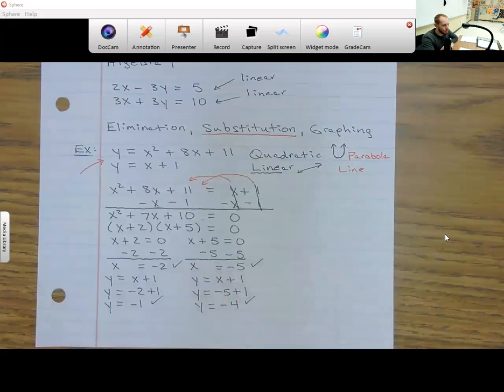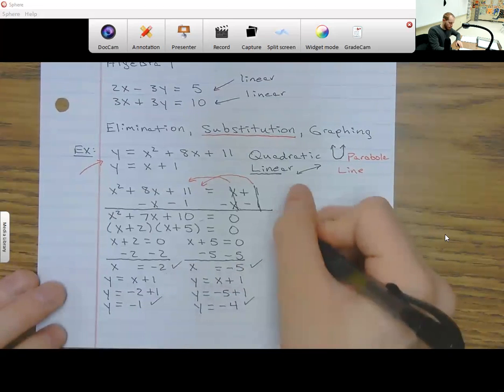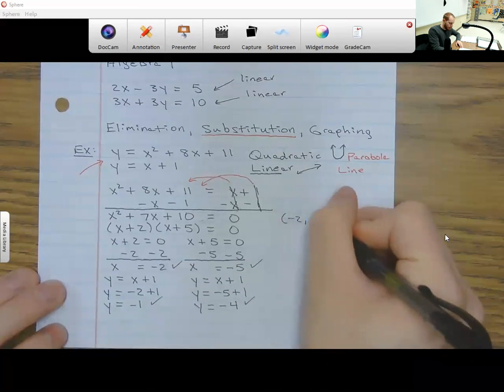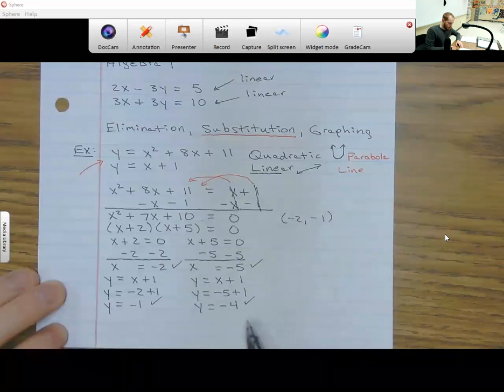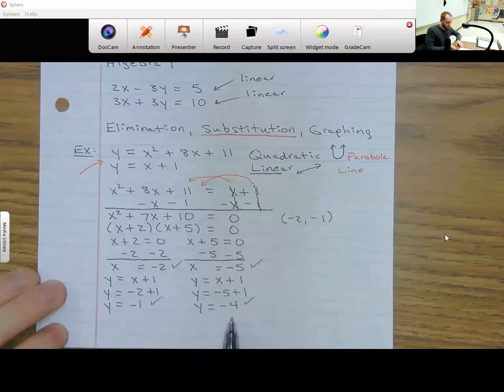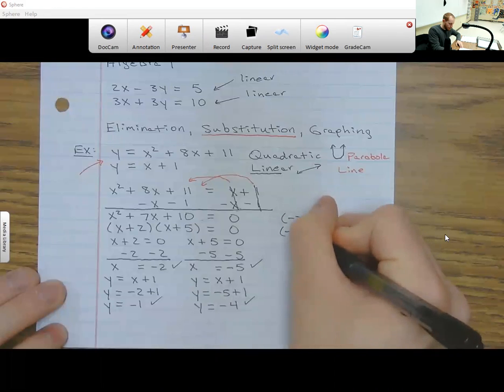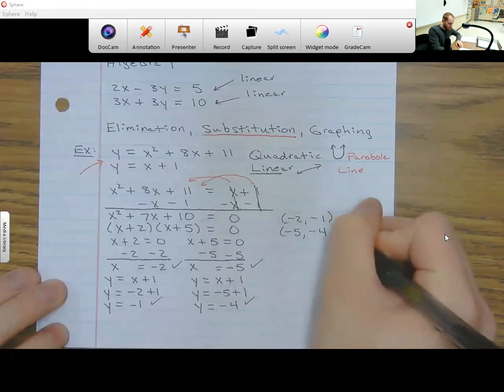Okay. So now I've got my x values, I've got my y values, so I can write ordered pairs. When you write your ordered pairs, keep in mind that the x is always going to come first and the y is always going to come second. So over here, I've got -2 and -1, so I'm going to have -2 comma -1. Over here, my x value is -5, but my y value is -4. So I'm going to put these two numbers together. I'm going to get -5 comma -4.